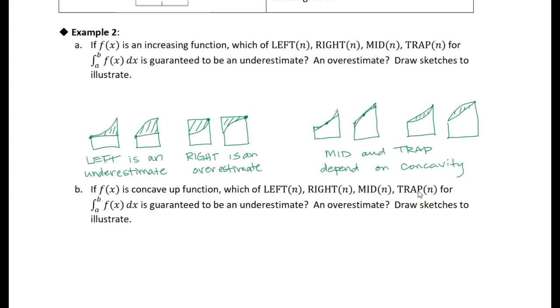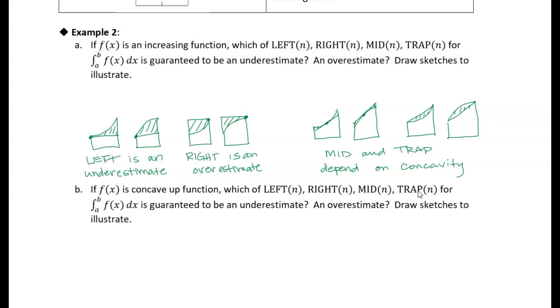All right, so in this example, we are told that we have an increasing function, and we're asked which of left, right, mid, and trap are guaranteed to be an underestimate and which are guaranteed to be an overestimate. And we drew some sketches. I drew some sketches here to help explain. All right, so if you look at the left rule, when you estimate the area of a subinterval, you're using the left-hand data point, and if the function is increasing, then the left-hand data point is always less than the right-hand data point. So the left is going to be an underestimate.